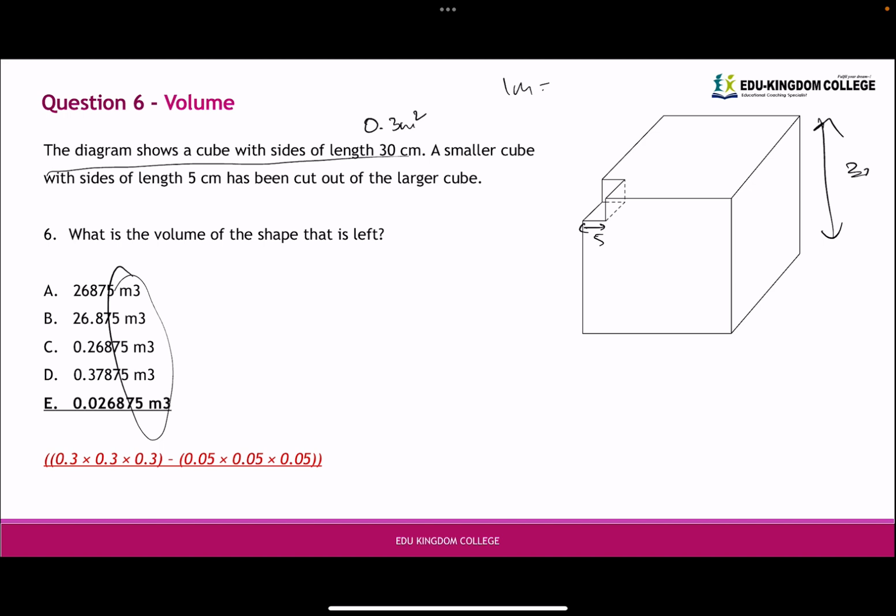Okay, so 1 meter equals 100 centimeters, not 1,000. So be careful of that. And 5 centimeters is 0.05. Okay, so we can see the working out down here. 0.3 times 0.3 times 0.3, which is the big cube, minus 0.05 cubed, which is the little cube. So that should give us the volume of what's left over. Okay, and that is going to be E.